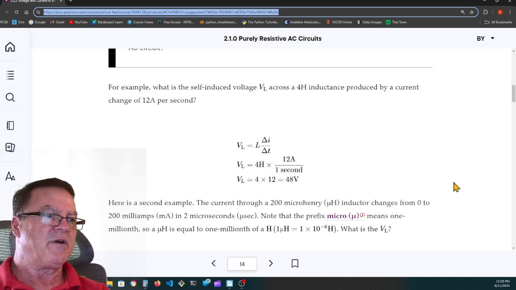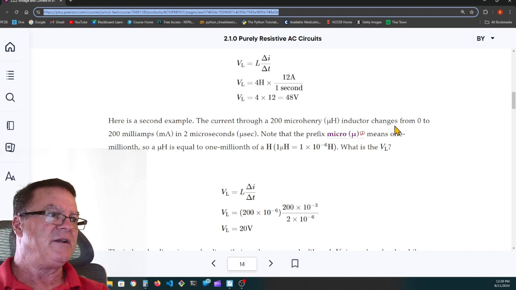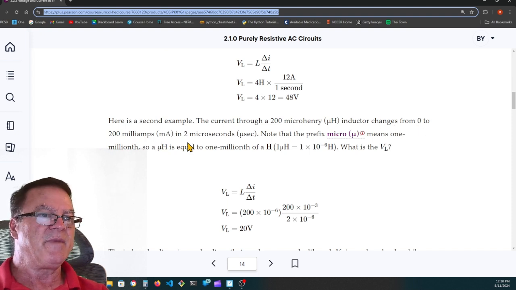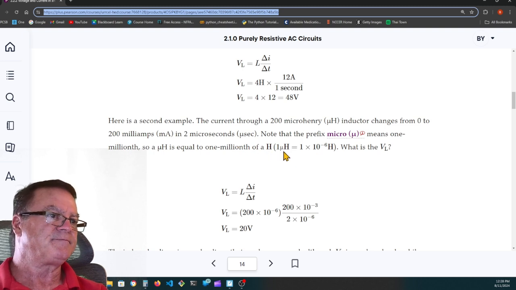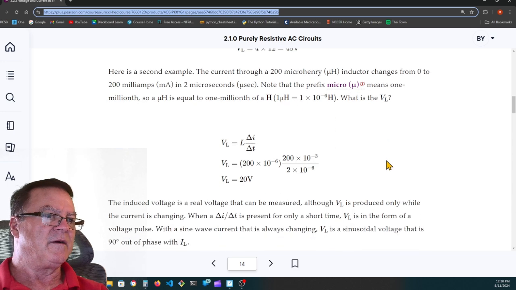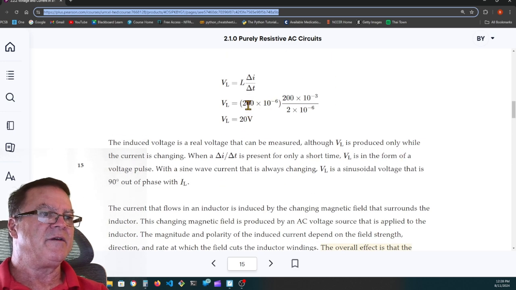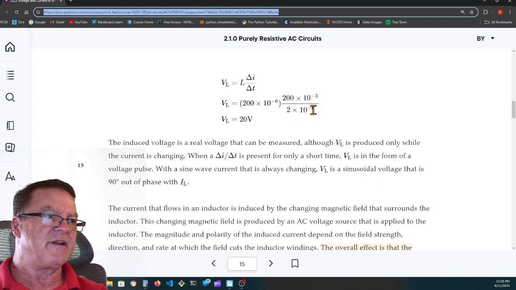Here's a second example. The current through a 200 microhenry inductor changes from 0 to 200 milliamps in 2 microseconds. So after they do their math, prefix micro means 1/1,000,000th. So microhenry is equal to 1/1,000,000th of a henry. So they're doing the math here: 200 times 10 to the negative 6 times 200 times 10 to the negative third divided by 2 times 10 to the negative 6th. And basically, they end up with 20 volts.